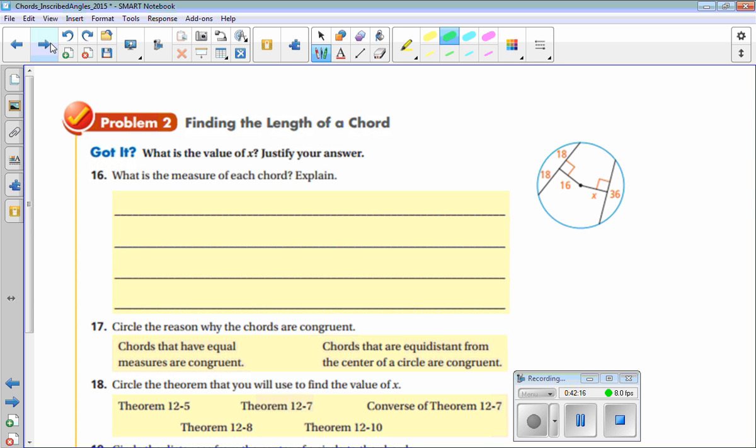How'd you know that? Because if they're equidistant from the center, right? If the chords are congruent, which they are, we have 18 plus 18 is 36. I have two congruent chords, therefore they must be equidistant from the center. So x is 16. That makes sense, right? We got that.